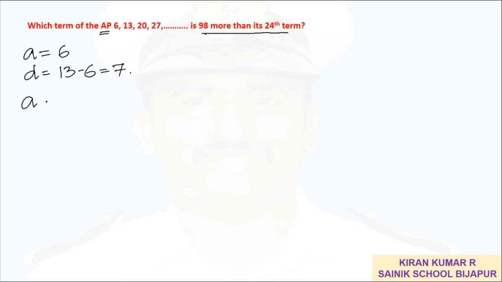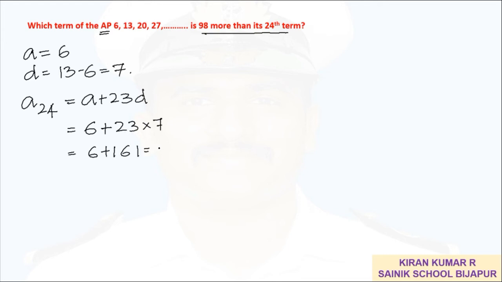Let me first find out 24th term. A24 is A plus 23D. So A value is 6. 23 times of 7, we get it as 6 plus the product is 161. The sum becomes 167.